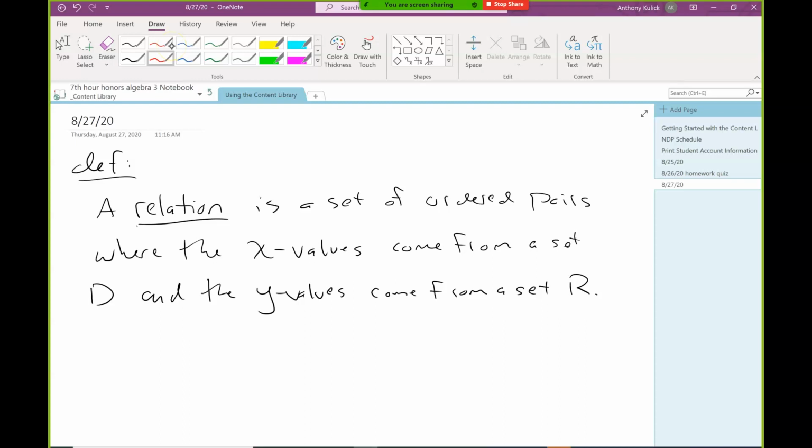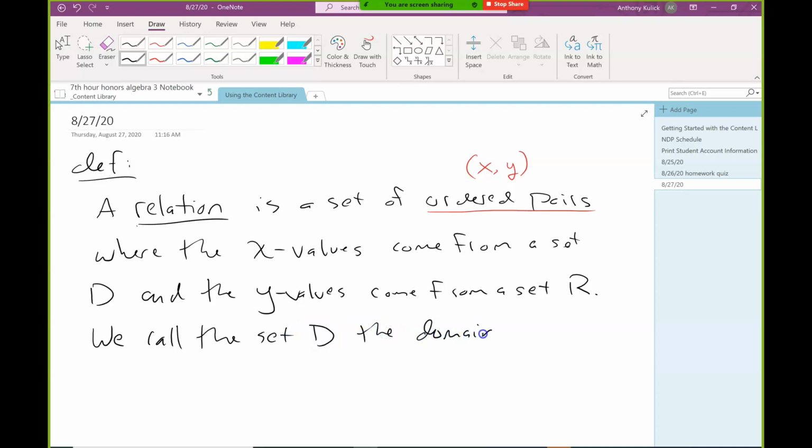So a relation is a set of ordered pairs where the x values are coming from a set D and the y values are coming from a set R. When we say ordered pairs, we're talking about a coordinate, like an x comma y, like you dealt with in geometry. We call the set D the domain, and we call the set R the range.